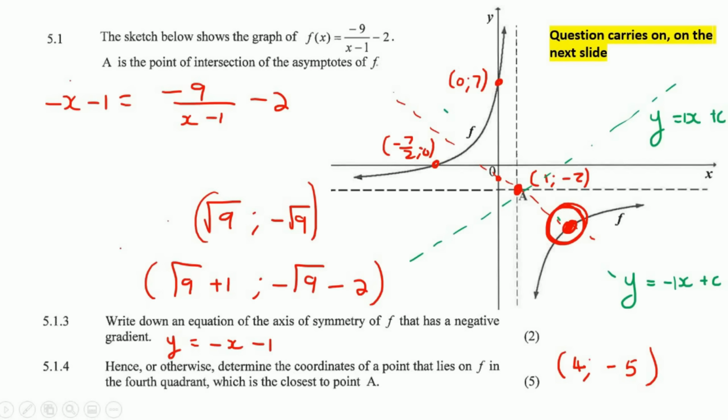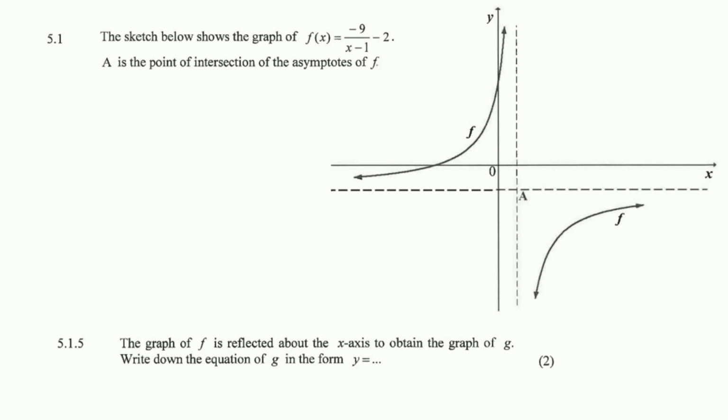Now we still have another one. Okay, so let's just quickly summarize what we have so far. We know that this was 0, 7. We know that this was minus 7 over 2, 0. We just worked out this point here is 4 and minus 5. And then we also knew that this axis of symmetry was y equals minus x minus 1. And that's about what we have found so far.